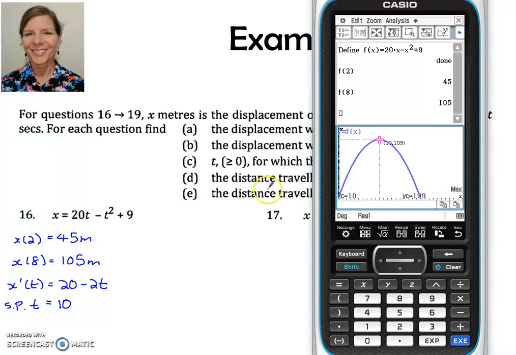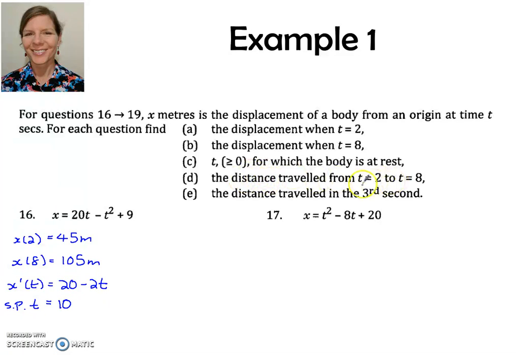Now, the question said the distance that it's travelled between 2 and 8, so clearly between 2 and 8, at 2 it's over here, it's 45, at 8 it's 105, and it's just getting further away. So nothing has happened in there, it hasn't turned around and come back, so it's just getting further and further away from the origin, it doesn't turn around until it gets to t equals 10. Okay, so the distance travelled from 2 to 8, t between 2 and 8, is 105 minus 45, which gives you 60 metres.